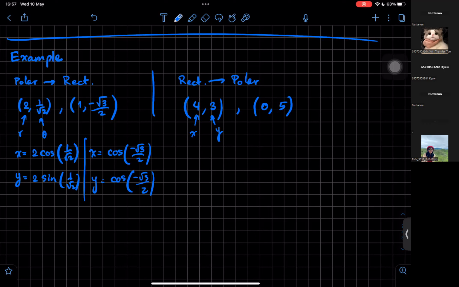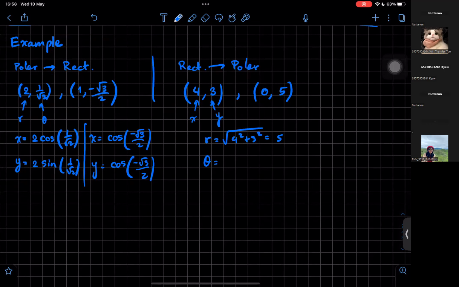In the exam there will be a nice radius, more than this one. And for rectangular to polar coordinates, r is equal to the square root of 4 squared plus 3 squared, which is 5 squared, which is 5, and theta will be the tan inverse of 3/4.